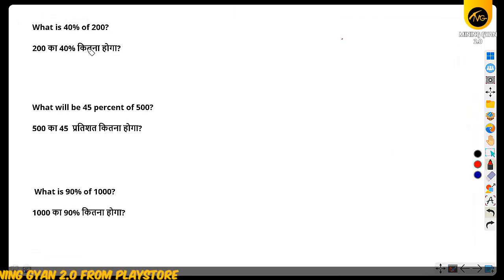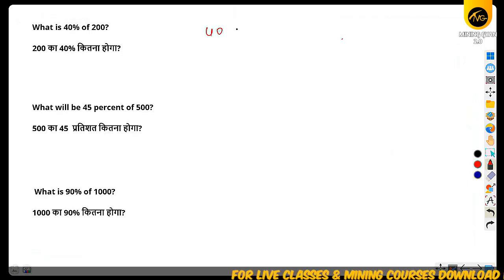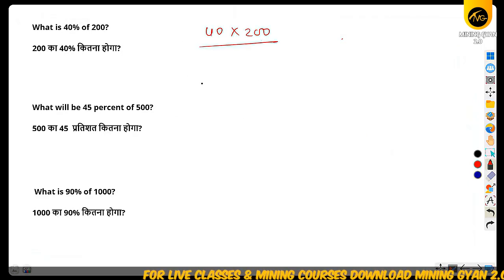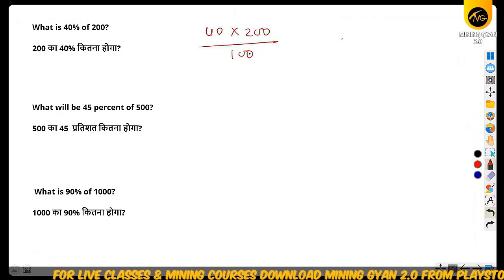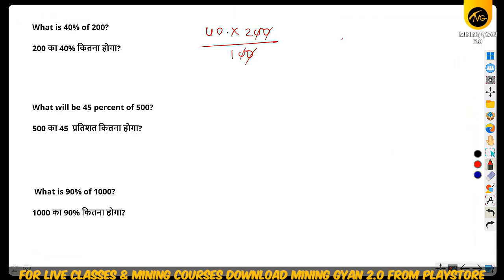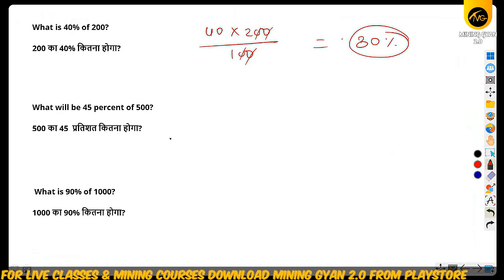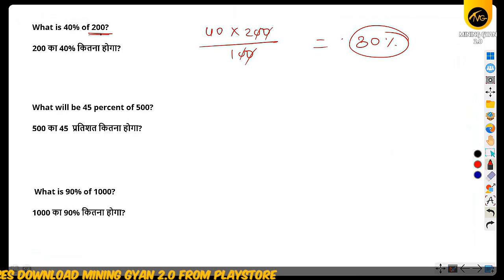Okay, so what is 40% of 200? What is the process to find out the percentage of any number? Just multiply the percentage number, that means 40 into 200 and divide by 100. Okay, so 100 and 100, 0 and 0 cancel, and you get 80. So basically this is the basic formula to find out the percentage of any number.